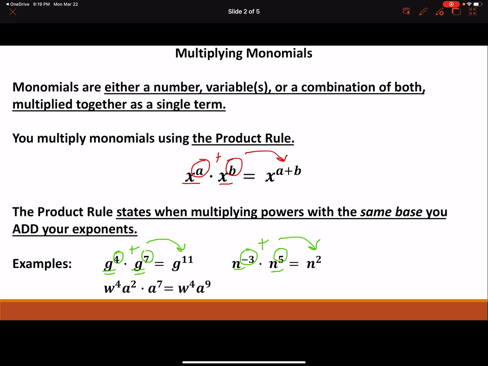The last example, we have w to the 4th, a squared times a to the 7th. Now we're looking at this entire term being multiplied by this term. Now w to the 4th has nothing else to combine with, so it simply moves to my answer. My a's, however, share the base of a, so I'm going to take that 2 and 7, and combine those, and that's going to allow me to have a to the 9th power.